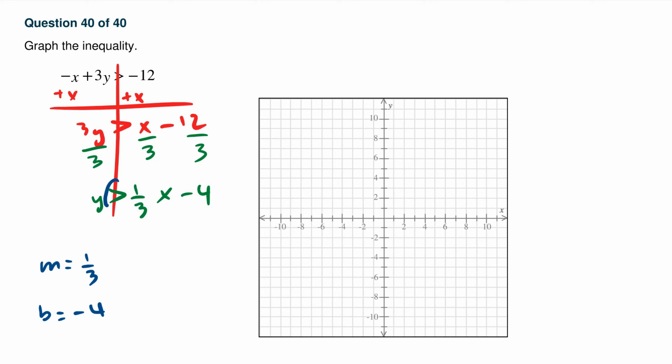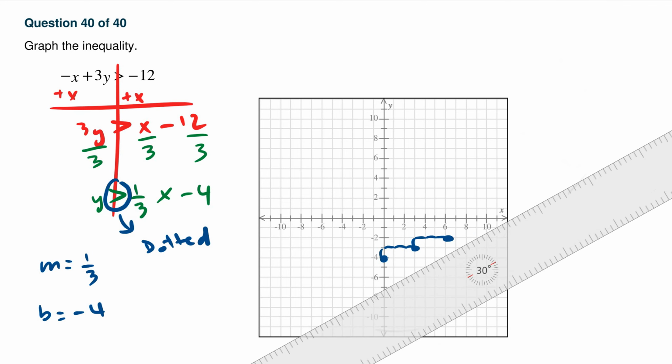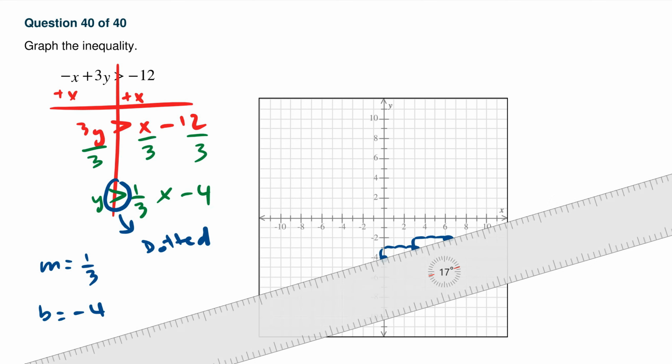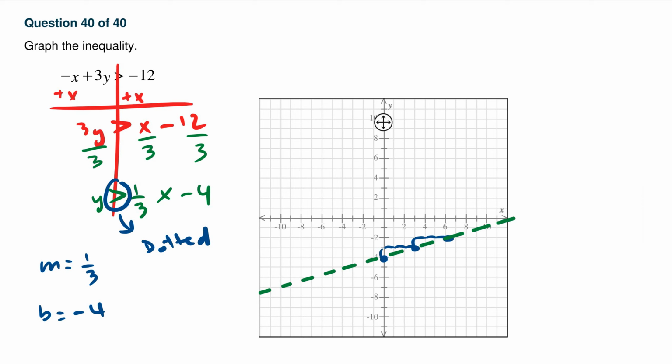Since there's no equal sign, that's going to be a dotted line. We start at negative 4, then go up 1 over 3, up 1 over 3. Then we draw a line through those 3 points. Since there is no equal sign, that's going to be a dotted line. So I'm going to use a broken or dotted line to connect my 3 points.